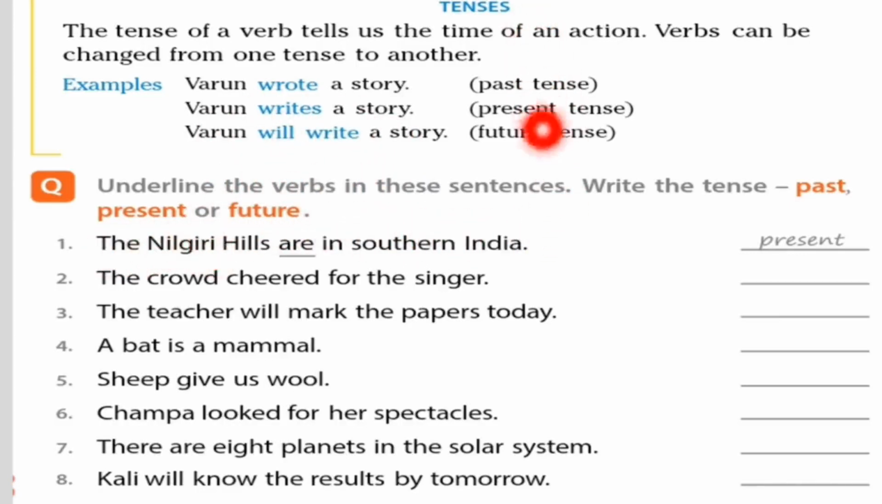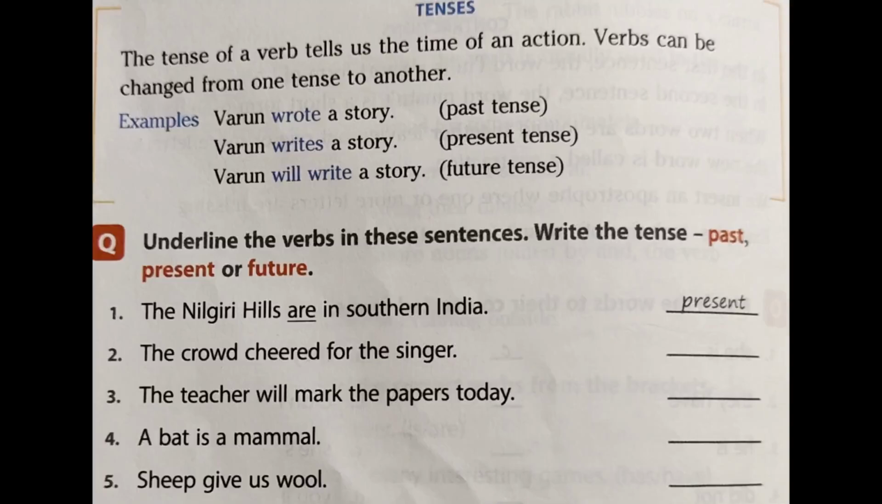Now, based on this understanding, we have to do these exercises. Children, to make a singular verb into present tense form, we can add s or es to the root verb. For example, Varun writes a story. Varun is a singular subject, so we have to use a singular verb, right? We added s to the word write, so it became present tense.